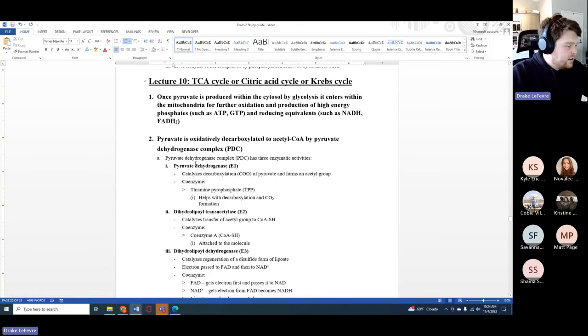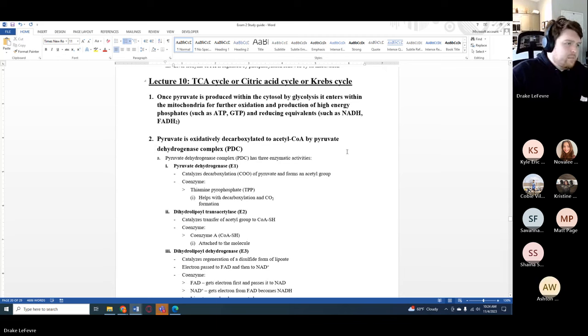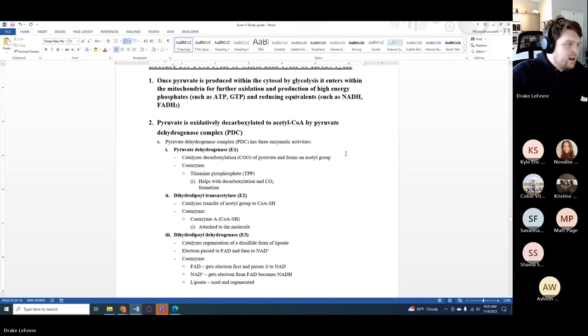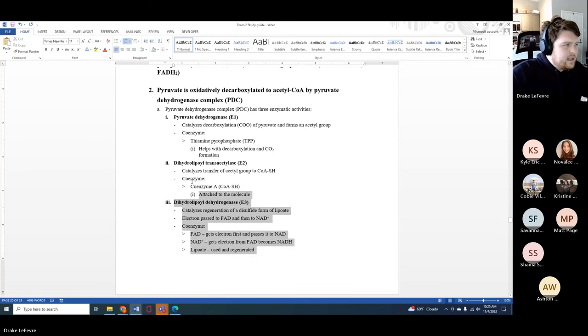Finally, after we get to the end of glycolysis and we have created pyruvate, remember that from one glucose molecule, we create two pyruvate. The pyruvate gets converted to acetyl-CoA by this complex called pyruvate dehydrogenase complex. And big shocker, it gets decarboxylated and dehydrogenated by this complex to be converted to acetyl-CoA.